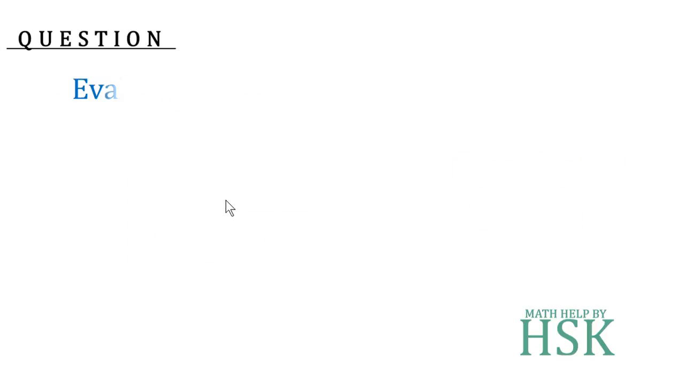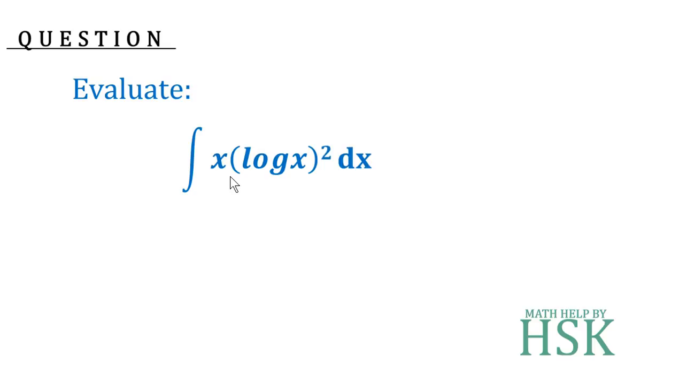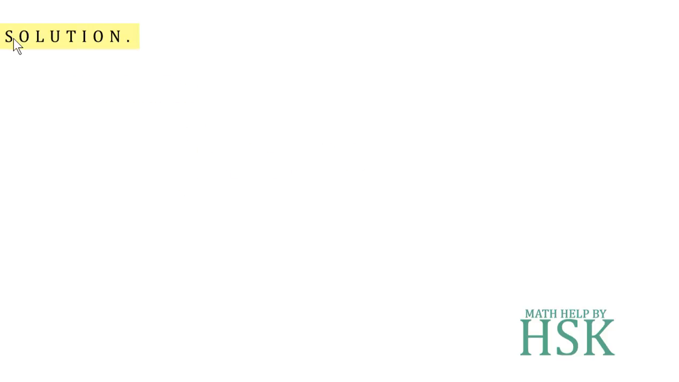The question is, evaluate the value of the integration of the function x into (log x) whole square. Now to solve this question, first of all, we observe the given integral and we see that it is the product of two functions. One is x, second is (log x) whole square. Now we cannot integrate (log x) whole square directly. Okay, we can integrate x.